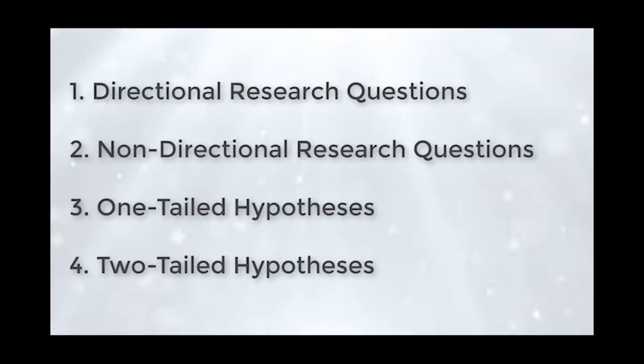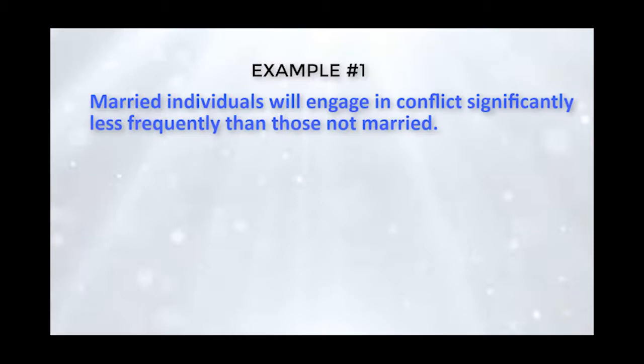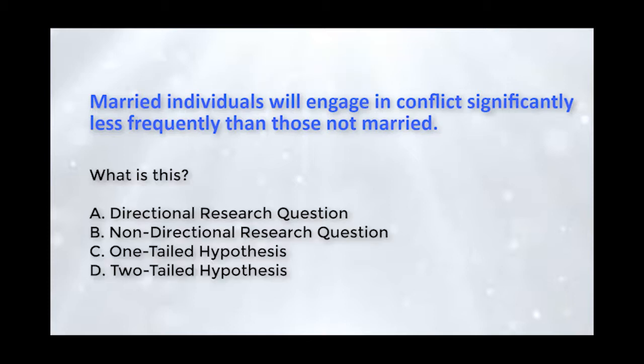As we put this together, we can see that all four types can be differentiated by looking at structure as well as the specificity of the prediction. Let's review a few examples to make sure we can identify each of the four types. Example number 1. Married individuals will engage in conflict significantly less frequently than those not married. What is this?